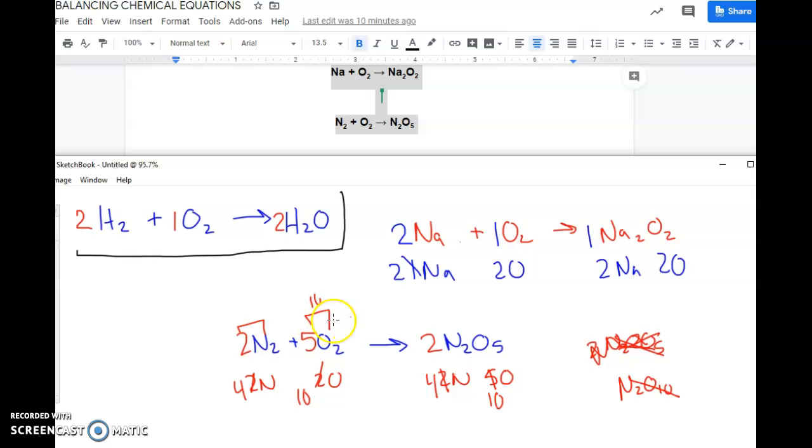Now I have 2, 5, and 2. The same number of nitrogens on both sides. The same number of oxygens on both sides. This reaction is now balanced. Let's go into Moodle and figure out how to answer these questions for credit.